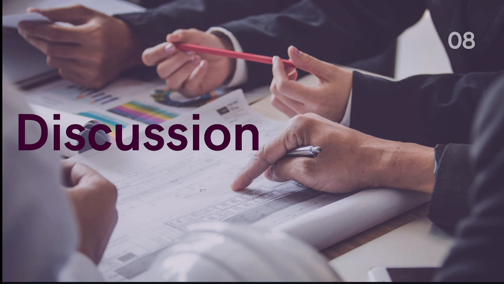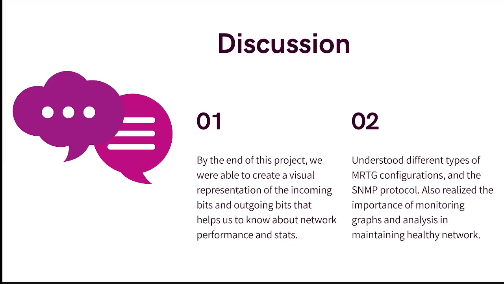Now let's talk about the discussion section of our project. In this section, we will talk about the things we are able to achieve through our project. We were able to create a visual representation of the incoming bits and the outgoing bits, which helped us to know the network performance of our device. Also, we were able to understand the different types of MRTG configurations and gain knowledge about the SNMP protocol. We realized how monitoring network graphs helps us to analyze the load that is going through those networks and to systematically plan accordingly in the future.